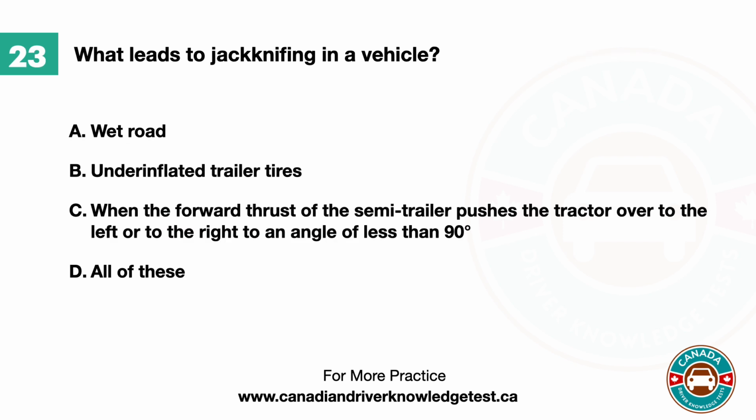Question 23. What leads to jackknifing in a vehicle? A. A wet road. B. Underinflated trailer tires. C. When the forward thrust of the semi-trailer pushes the tractor over to the left or to the right to an angle of less than 90 degrees. D. All of these. The answer is C. When the forward thrust of the semi-trailer pushes the tractor over to the left or to the right to an angle of less than 90 degrees.